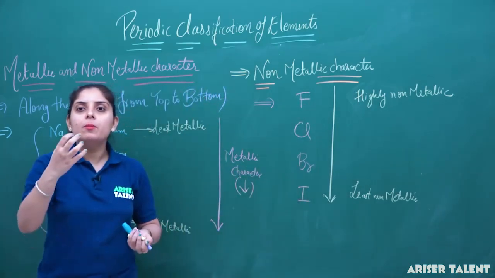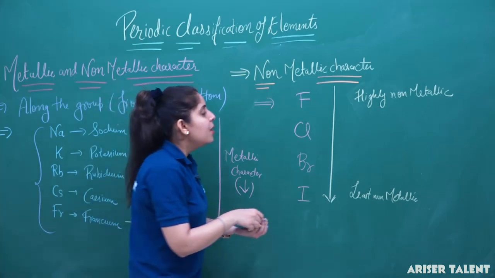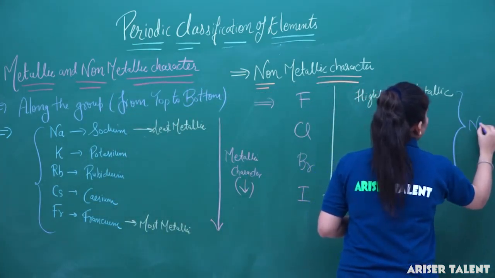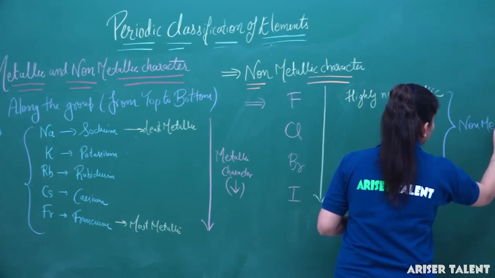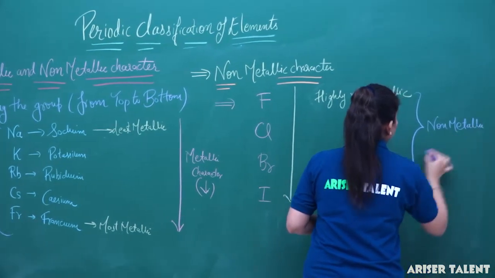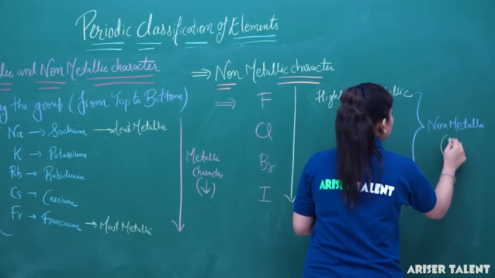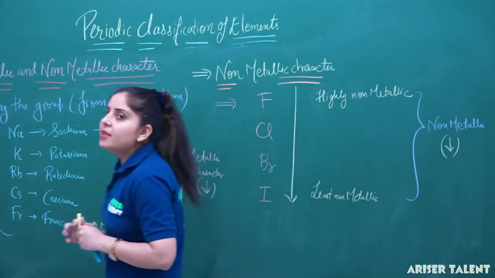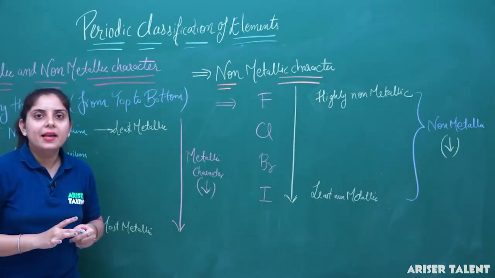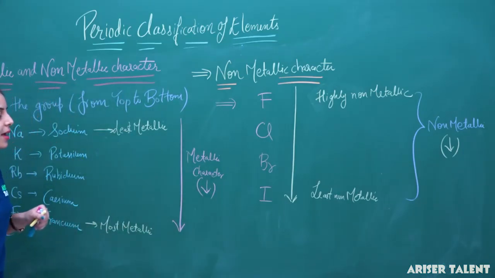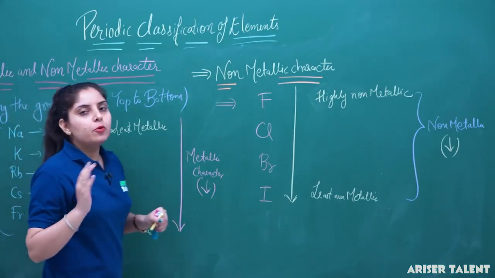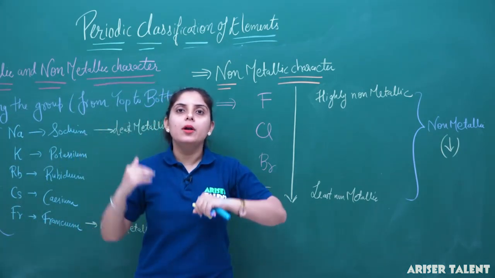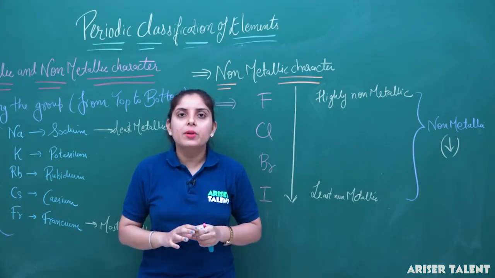So if I am moving from top to bottom in the periodic table, the non-metallic character will decrease. So we can analyze from here that non-metallic character is going to be decreased. So this is the trend in the periodic table about the metallic and the non-metallic character. We have seen that if we are moving from left to right, non-metallic character increases, but if we are moving from top to bottom, the metallic character is going to be increased.